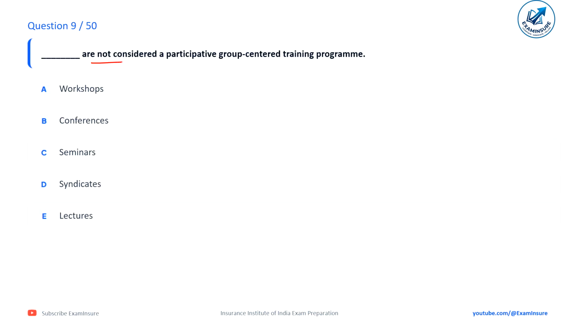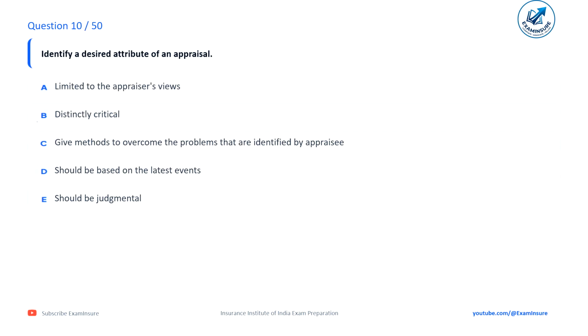Which of the following is not considered a participative group-centered training program? Workshop, conference, seminars, syndicates, and lectures. So the correct answer is lectures, which are not considered a participative group-centered training program.